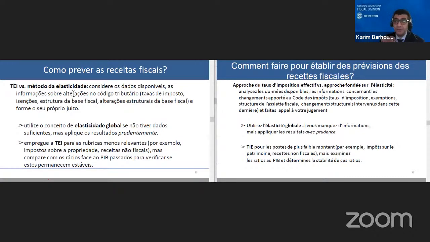However, for smaller items, such as, for example, tax on property, non-tax revenue, what you have to do is look at the past ratio and then watch for the stability of this ratio. So we can say, okay, let me use, for example, the effective tax rate or apply the same ratio to GDP to make the forecast.